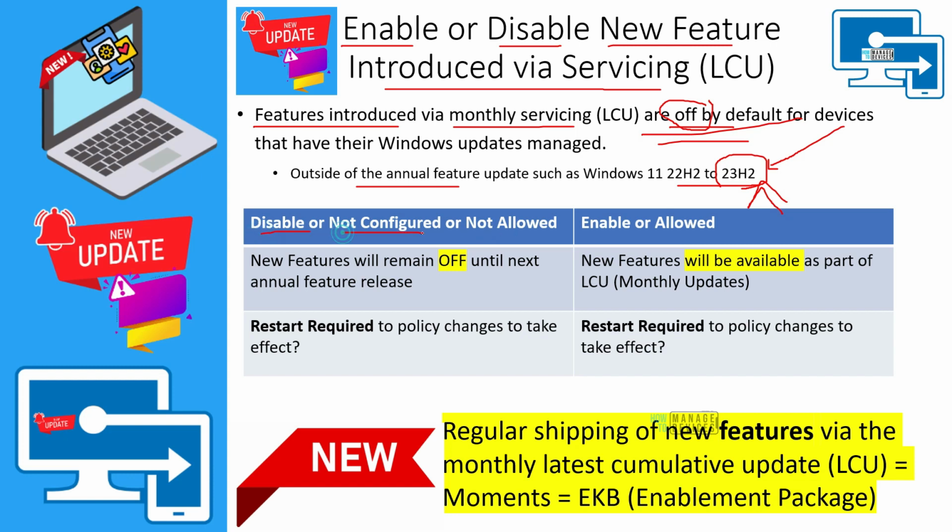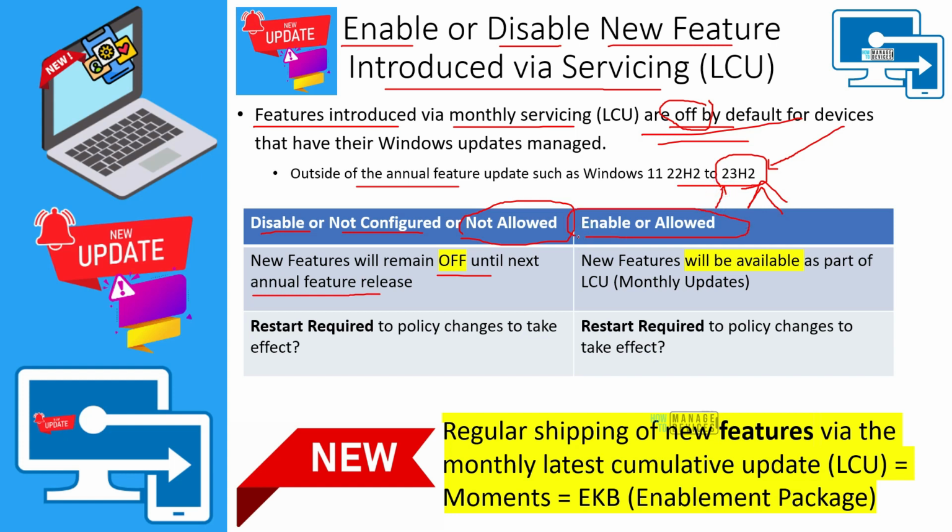Disable, not configured. These two are for group policies basically, and this is the one for CSP and Intune. Disable, not configured, not allowed. All these three are the same, because what it is going to do is new features will remain off until the next annual feature release, as I discussed over here.